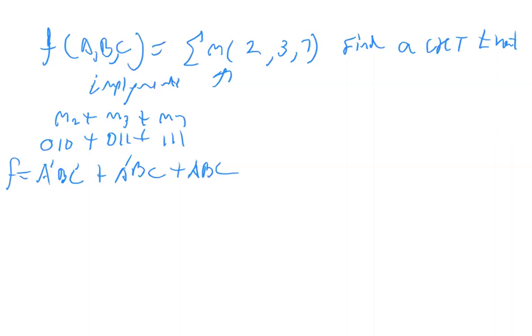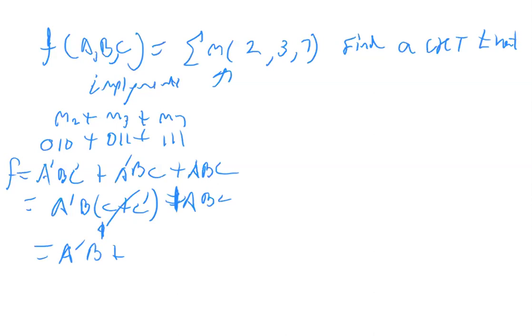Well, let's assume for the moment that we want to simplify. A prime times B times, well, let's see now. C or C prime is equal to 1. So A prime B C prime plus A prime B C is equal to A prime B. Oops, sorry, plus ABC is equal to F. So this part goes to 0, or goes to 1 actually. And so now I have A prime B or ABC. So I was able to come up with a little bit of a simplification. We got rid of one of the terms.